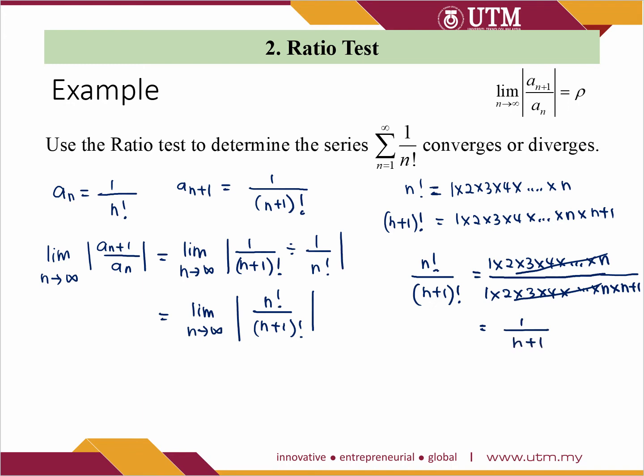Okay, so now we have solved this, so we just substitute n factorial over (n plus 1) factorial with 1 over n plus 1, where n approaches infinity. So when you substitute infinity, you get 1 over infinity, which equals 0. So your rho is equal to 0, which means that the series converges.